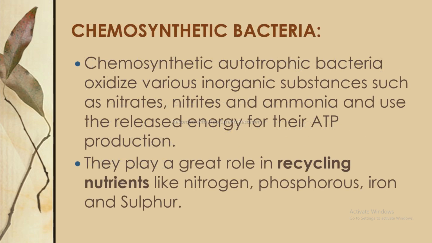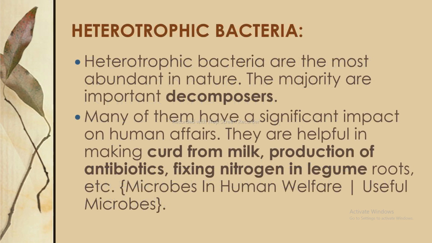Next is the chemosynthetic bacteria. Chemosynthetic autotrophic bacteria oxidize various inorganic substances such as nitrates, nitrites, and ammonia, and use the released energy for their ATP production. They play a great role in recycling nutrients like nitrogen, phosphorus, iron, and sulfur. Next is heterotrophic bacteria. Heterotrophic bacteria are the most abundant in nature. The majority are important decomposers. Many of them have a significant impact on human affairs.